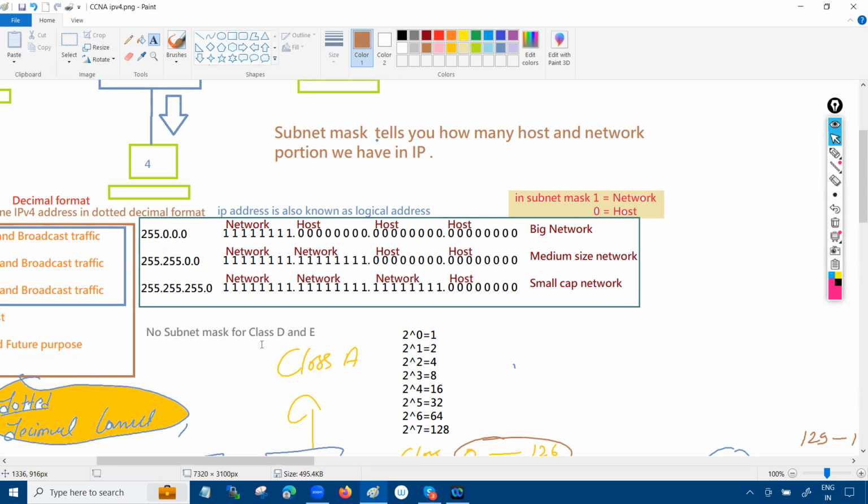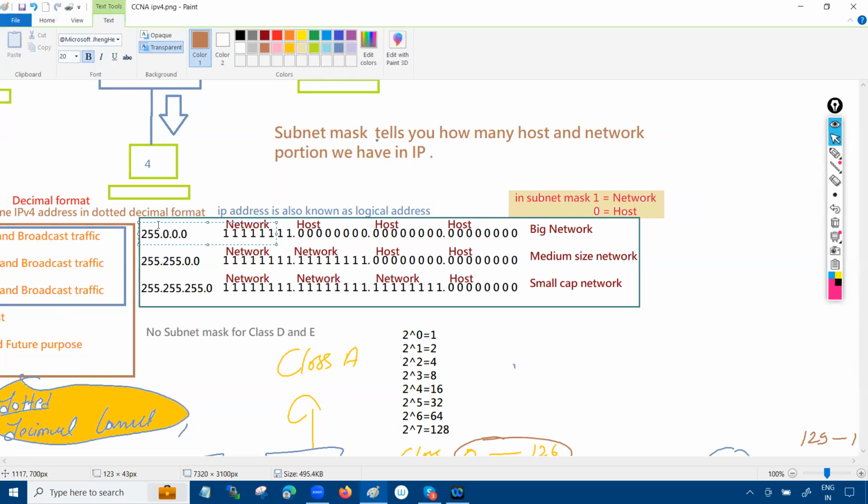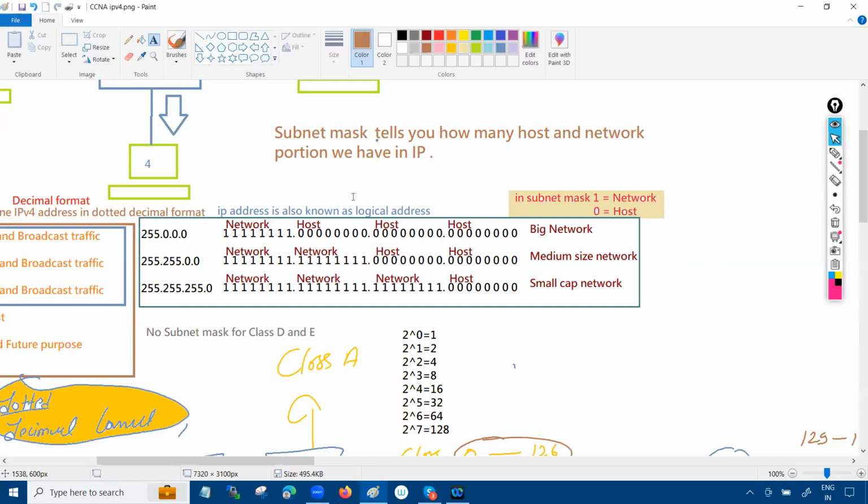Every class has default subnet mask information. If I talk about class A, we have 255.0.0.0, that's the default one. Class B has 255.255.0.0, and class C has 255.255.255.0. Which class you are going to implement in your network depends on the requirement. If you have a big network, you can go with class A. If you have a small network, go with class C.